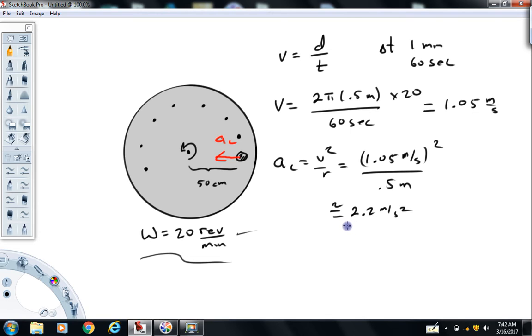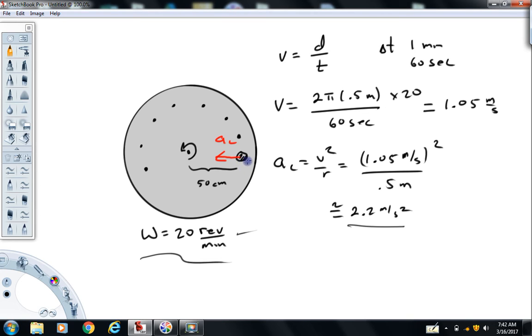Now, why would this be important? Well, if we drew a free body diagram of this object and applied Newton's second law in this direction, the ma term would be the mass times the 2.2 meters per second squared. That's going to give you a value for the net force on this object inward, which is sometimes called a centripetal force.